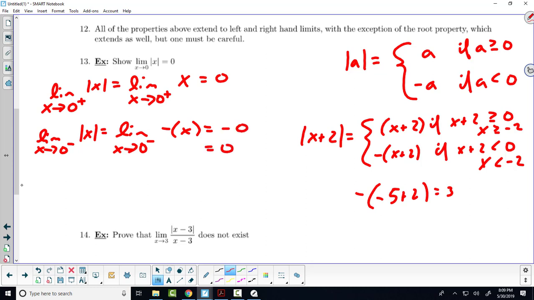It's 0. Now, my question wasn't to find the left-hand limit and the right-hand limit. What was my question? To find the limit proper. Therefore, what's the limit as x approaches 0 of the absolute value of x? 0. How come? Because the left-hand limit was 0 and the right-hand limit was 0.